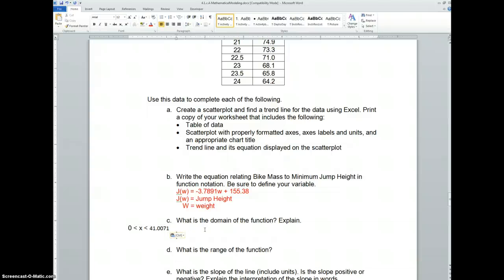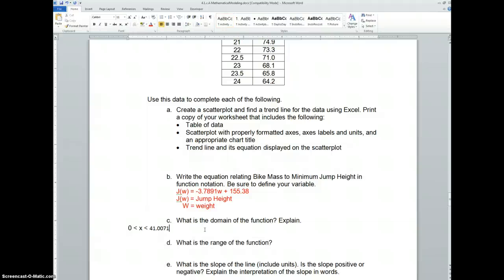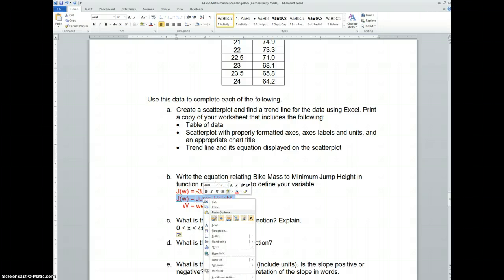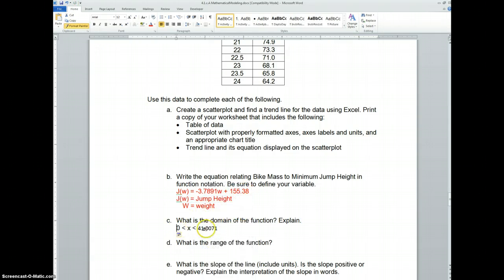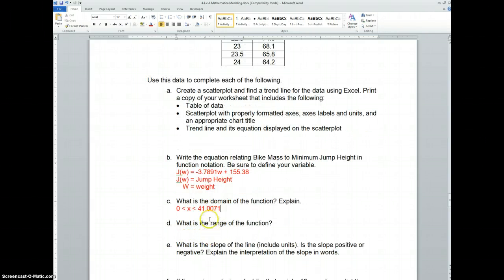Oop, it didn't like that. Let's tab that back over. I'll make it red for you. That way you know this is an answer. Just know these should have an equal sign under each of these. Okay, so these are all the x values that make sense. As long as it's between these two numbers, x is a good number. And actually by x, we mean w. The weight is going to be between 0 and 41. Anything over 41.0071, the bike is not going to get any air at all off the ramp.